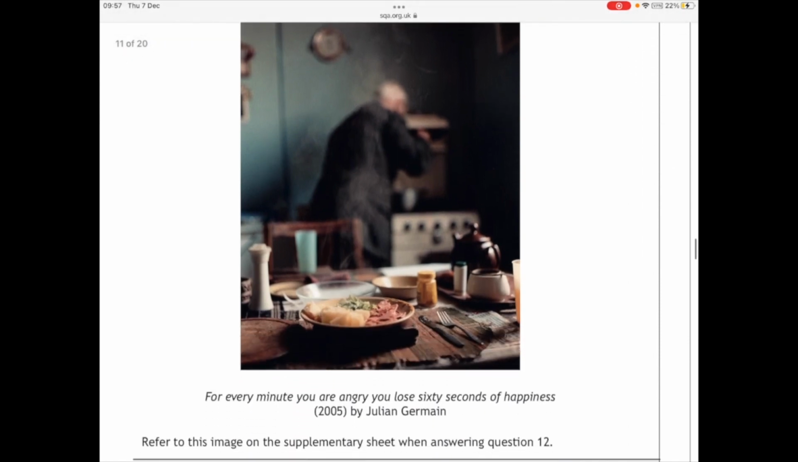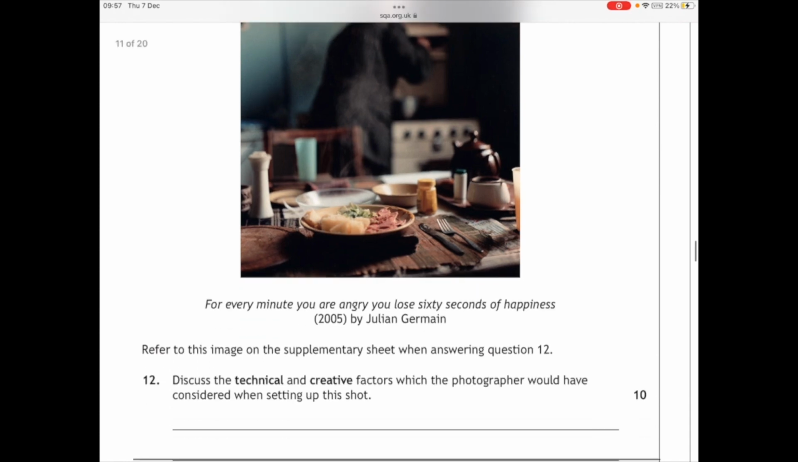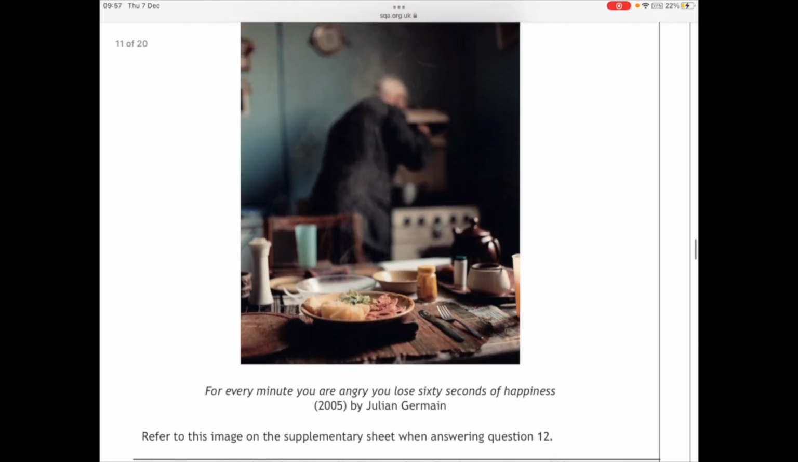Now we will move on to the final question. I'm just going to do this in one swoop. So question 12, this is worth 10 marks. You've got this image by Julian Germain, which was taken in 2005. It's got a very long but very poignant title: For every minute you are angry, you lose 60 seconds of happiness. So there's a little lesson in there itself.